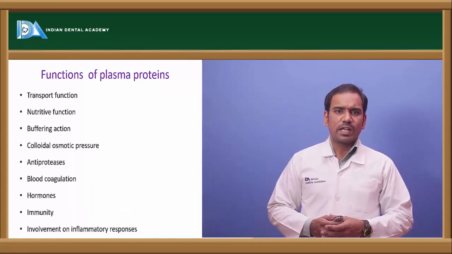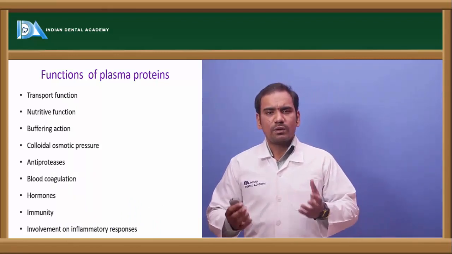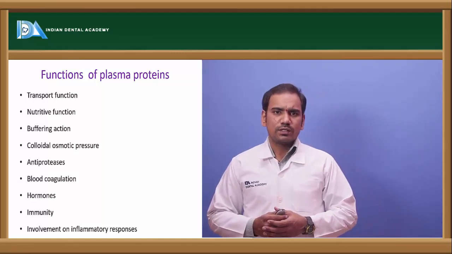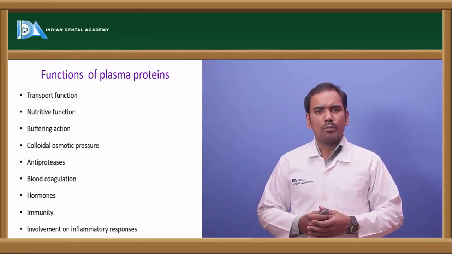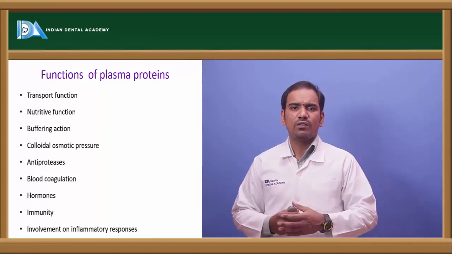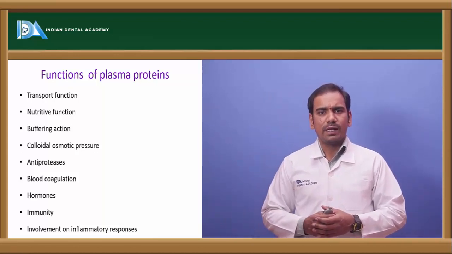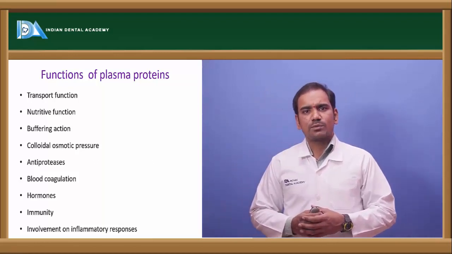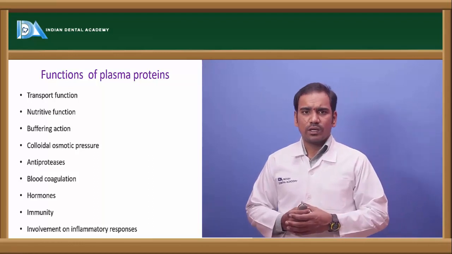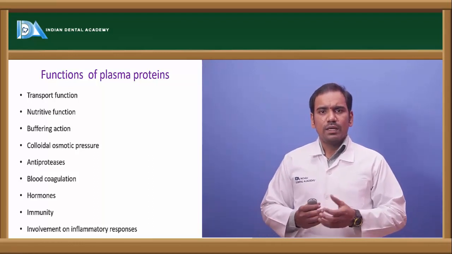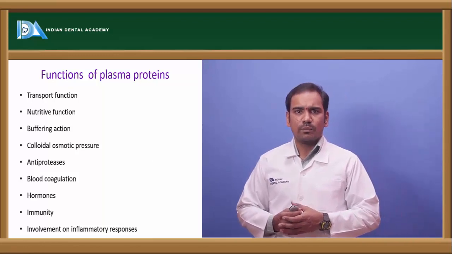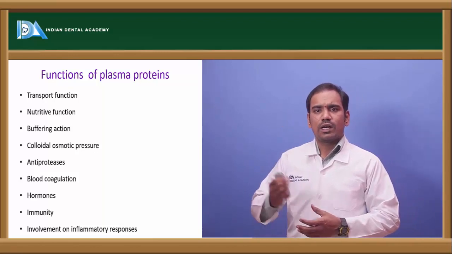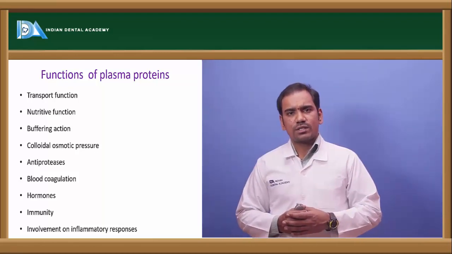Coming to functions of plasma proteins. What about the proteins in the plasma? They have different functions. For example, they are transport proteins, like albumin. Albumin transports different hydrophobic compounds present in the blood, like drugs, bilirubin, and other hydrophobic compounds like calcium. So albumin acts as a transport protein because it is involved in the transport of various compounds to the target tissues.